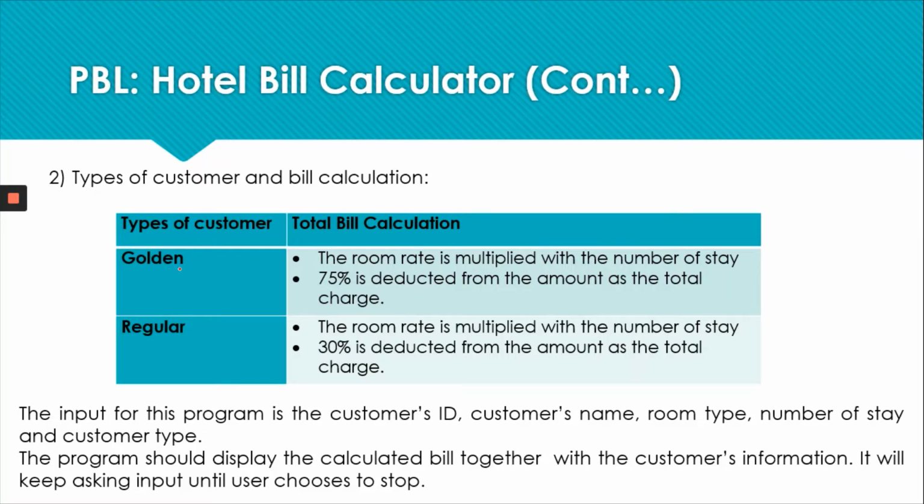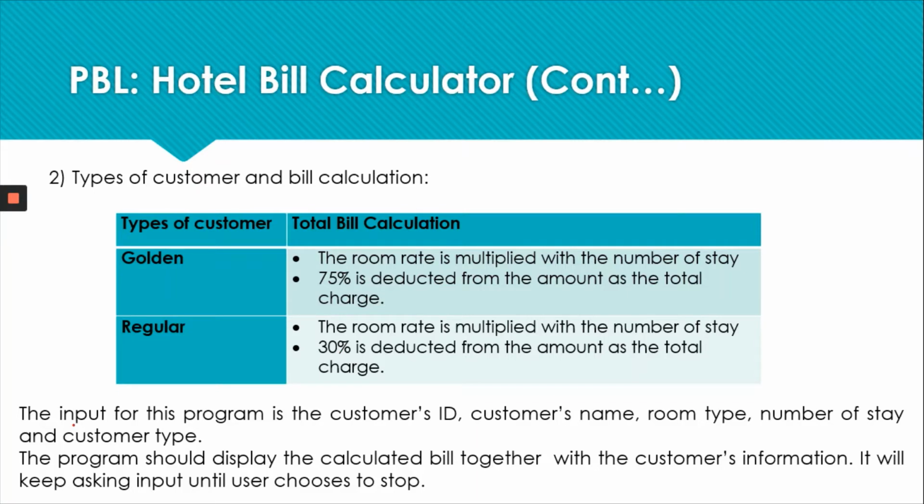For golden customer, the room rate is multiplied with the number of stay, and 70% is deducted from the amount as the total charge. So the customer with a golden type will get 75% of discount. For regular type of customer, the room rate is multiplied with the number of stay, and 30% is deducted from the amount as the total charge. So regular customer will only get 30% of discount.